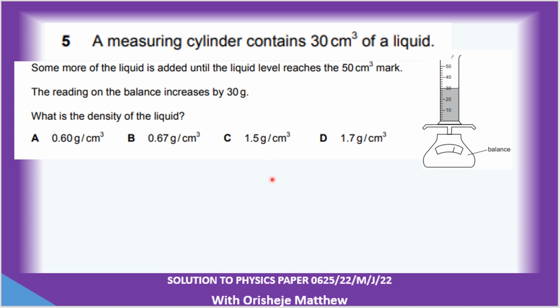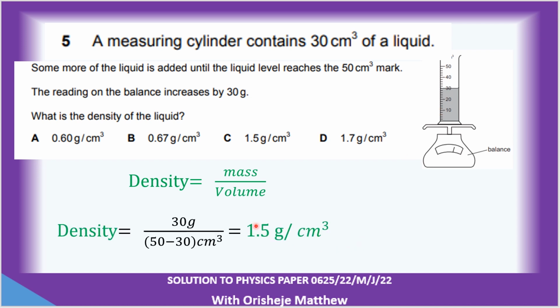So with that, you know density is mass over volume. The new volume of the liquid that you added was 20 cm³. So the mass was 30. So the additional volume has the additional mass increase registered on the scale. So 30 grams divided by 20 gives you 1.5 grams per cm³. So that gave us the answer as C. So that is the answer to this question.